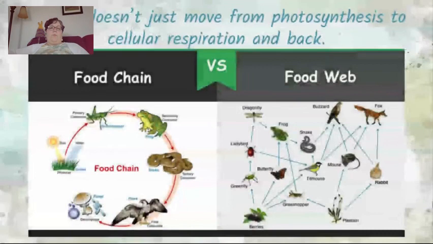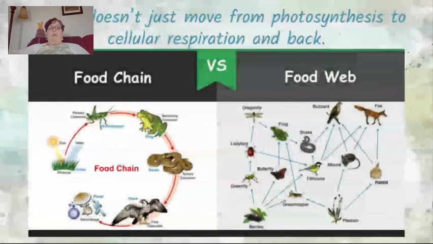So the net takeaway here is that carbon doesn't just move back and forth between photosynthesis and cellular respiration. It's a lot more complicated than that. Take, for example, the fact that living things, some of us, need to consume other living things in order to survive. The survival that we mean here is getting carbon that we can use to make energy, so sugar.